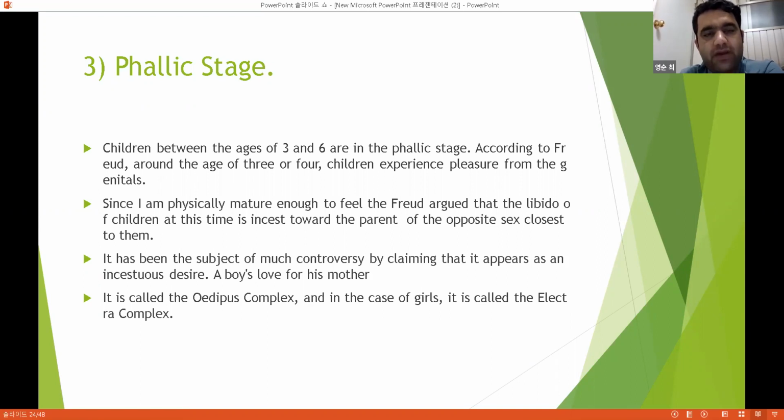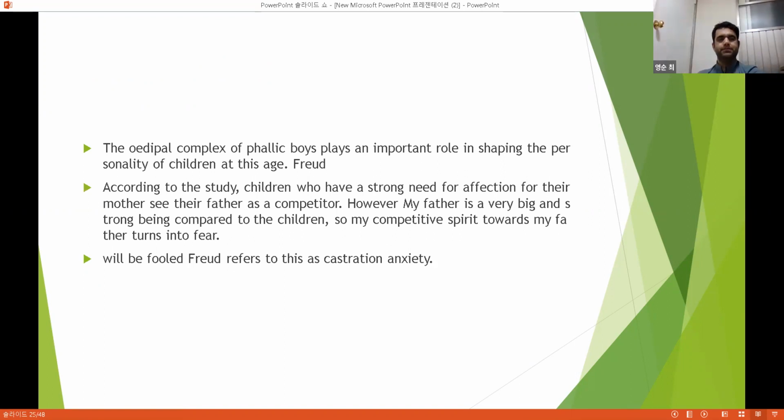This is called the incest desire, and a boy's love for his mother is called the Oedipus complex, and in the case of a girl, it is called the Electra complex. The Oedipus complex in phallic boys plays an important role in shaping the personality of children at this age. What Freud is saying is that children who have a strong need for affection for their mother see their father as a competitor.